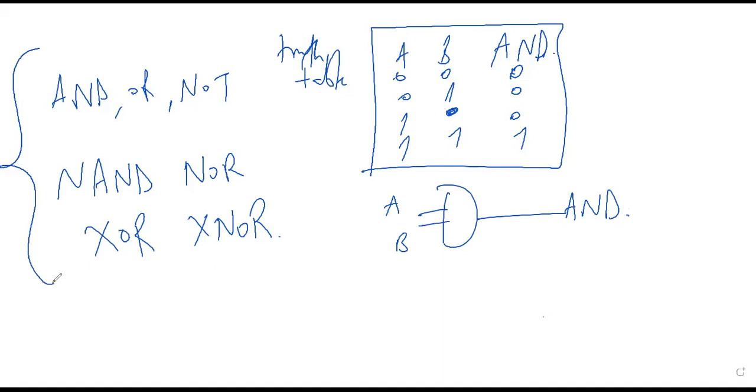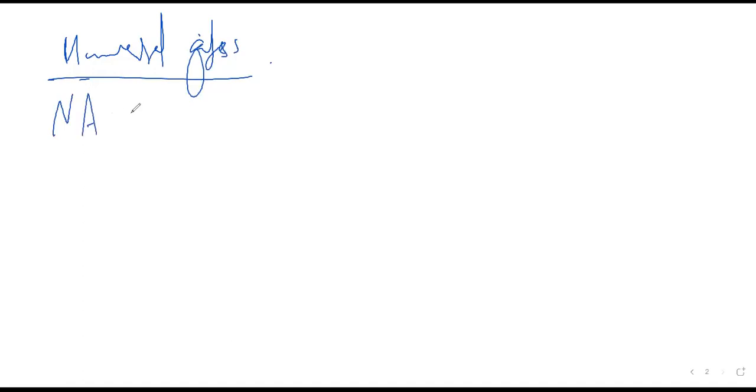Now, today we are going to talk about what we call universal gates. What are universal gates? And why do we use universal gates? Universal gates, we have the NAND gate. We also have the NOR. These are both universal gates.